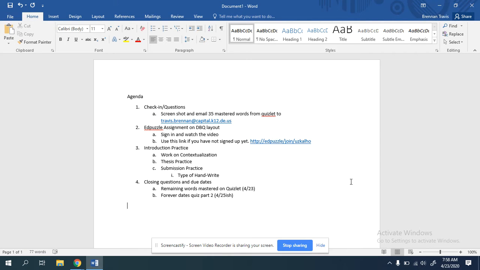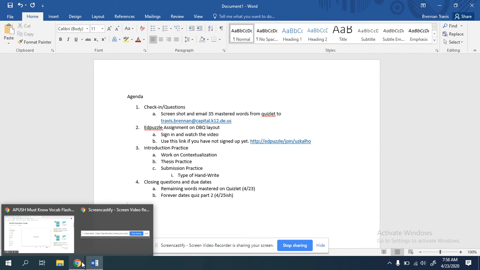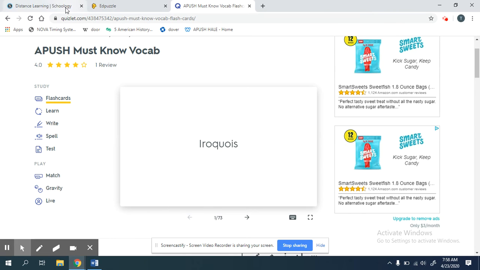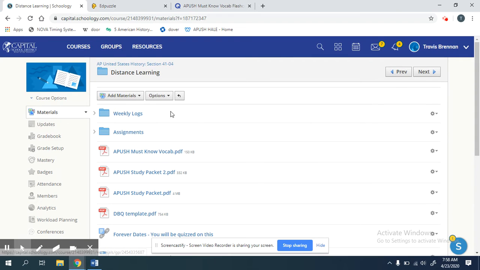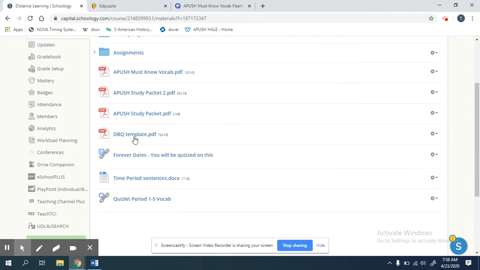So, for a quick check-in with the agenda, please, before the end of the day, screenshot and email the 35 mastered words from Quizlet to travis.brennan@capital.k12.de.us. Those Quizlet terms, once again, can be found by going to the distance learning folder inside of APUSH and clicking on where it says Quizlet period 1 through 5 vocab.